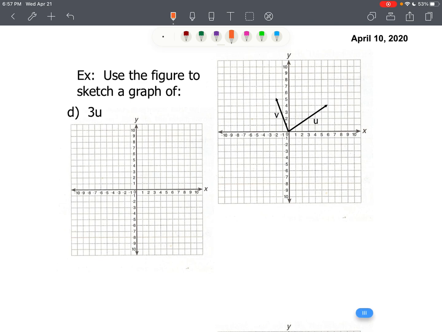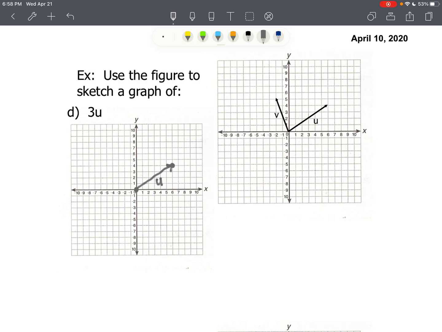Okay, here we're going to sketch a graph of 3u. If I draw the original u, I have this vector right here. In order to have 3u, the direction isn't going to be affected at all. The magnitude will. So I need to add 2 more u's to this picture to get a vector that's equal to 3u. However, to get another vector, I would have to go right 6 and up 4.